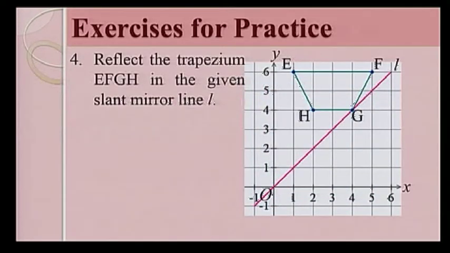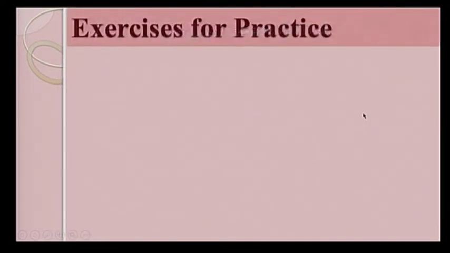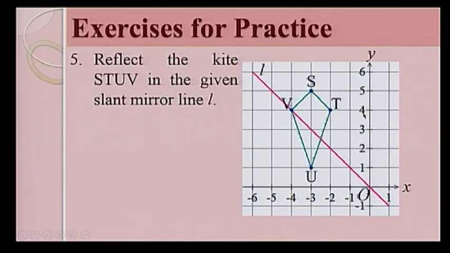Now this one, you're asked to reflect the trapezium EFGH in the given slant mirror line L. But this time, be careful. Why? You've seen the G, right? Here? Where does it lie? It lies on the mirror line. So remember, the mirror line is always invariant. Now here you will reflect the kite STUV in the given slant mirror line. Be careful with the point V, it will not move.